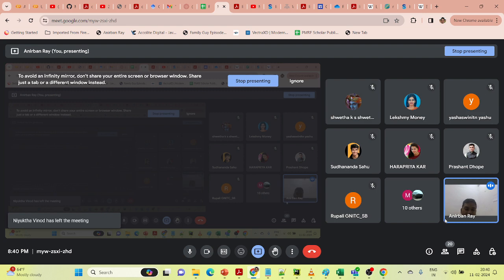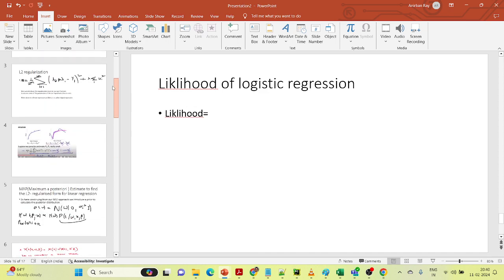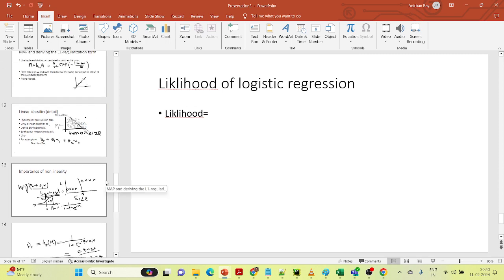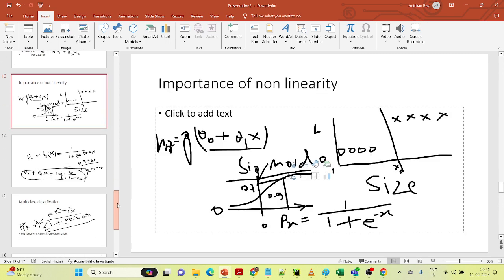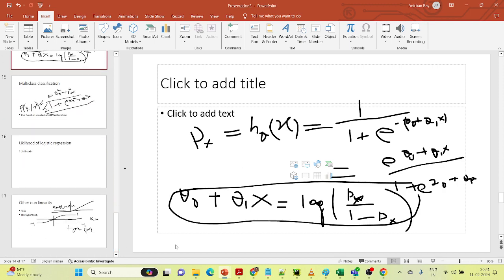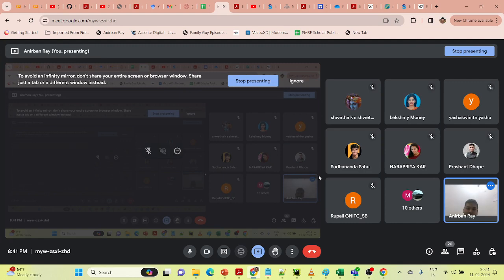So up to this logistic regression, you have understood up to what I have taught today. First the L1, L2, and this introduction, meaning the intuition of logistic regression, sigmoid, and non-linearity, and this, what it is called, softmax function. You understood up to this? Any doubt?